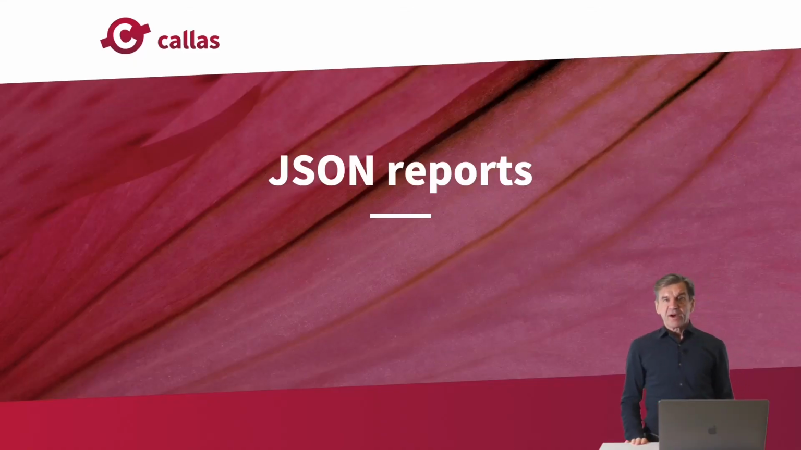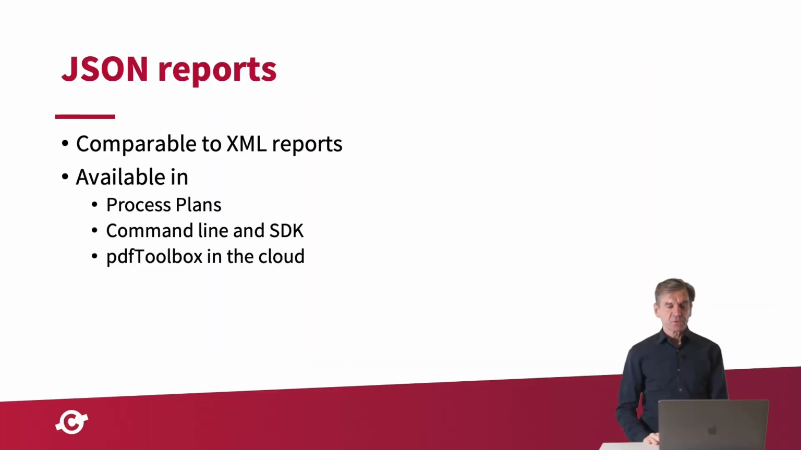Now the final feature that I want to show and explain to you: JSON reports, a new kind of report in pdfToolbox 13. The contents are comparable to what you can find in XML reports, so lots of information related to the PDF, the environment, and the profile that you have been using. JSON reports are, as we have already seen, supported in pdfToolbox in the cloud, but they are also reported in process plans, on the command line, or in the library. So these are just reports in the same way as a PDF report or an XML report is.